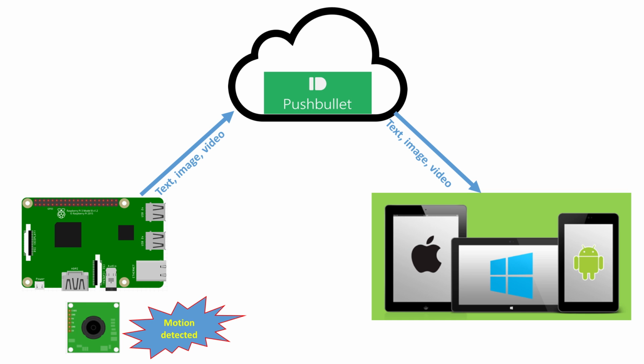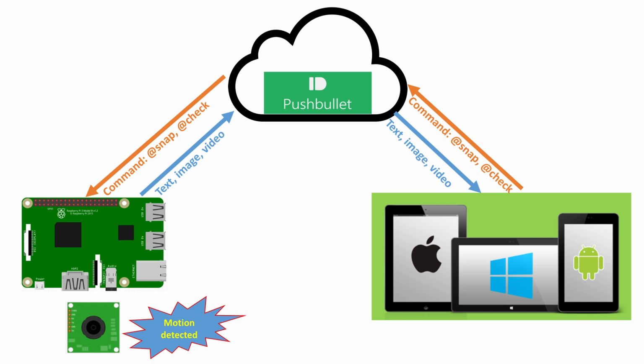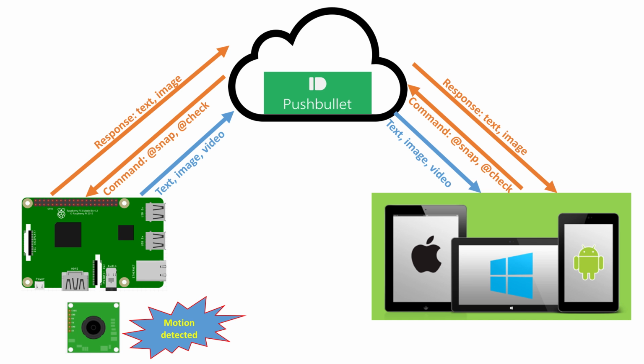This is two-way communication though. That means you can send back from your mobile a command to Raspberry Pi like snap or check, and then Raspberry Pi will capture an image or check the information of the system and send back accordingly. And that's all.